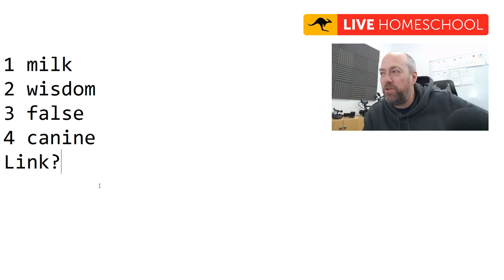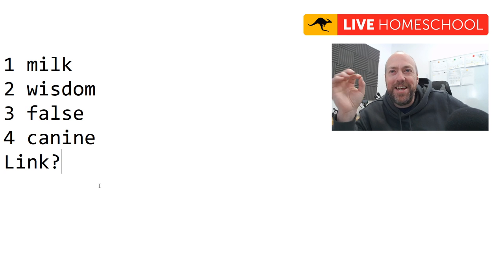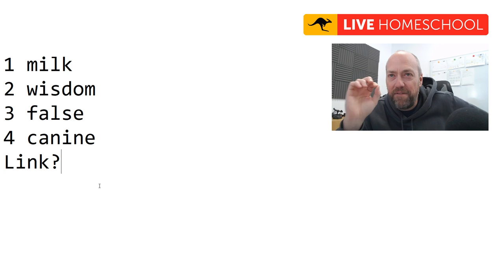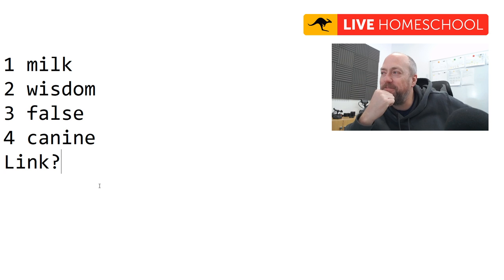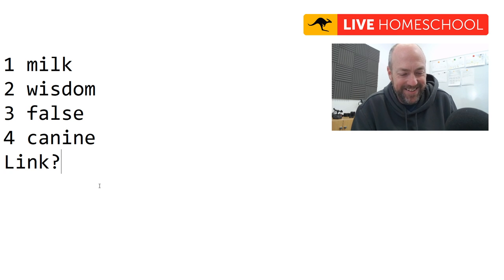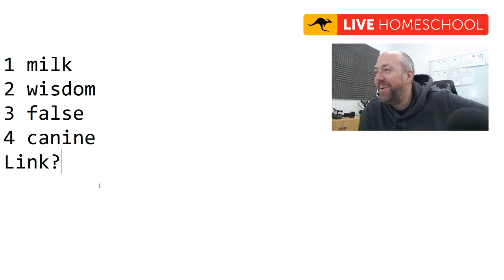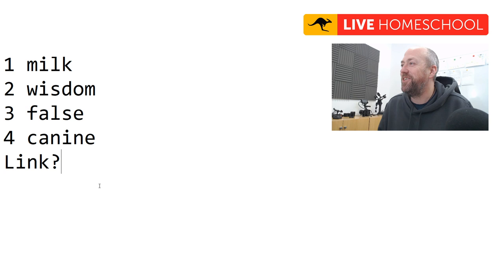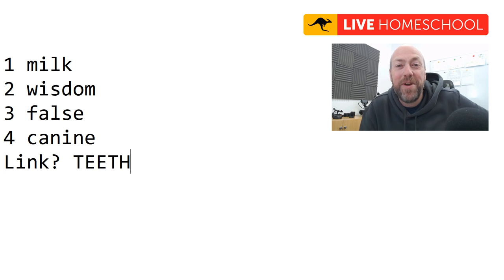So, who knows the link between these four things? What's the link between milk, wisdom, false, and canine? It seems like there's no logical connection here. Laurie Star nailed it. Oksana's saying technically it should be Canineus vulgaris or Canineus bestius. Tony32, yes, you do get a cookie to go with your correct answer, which was, of course, teeth.